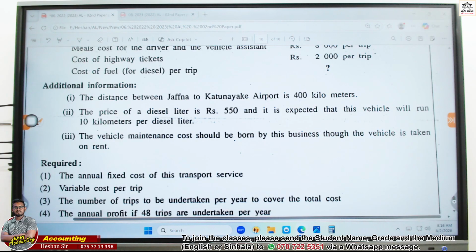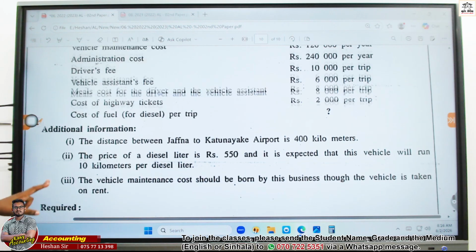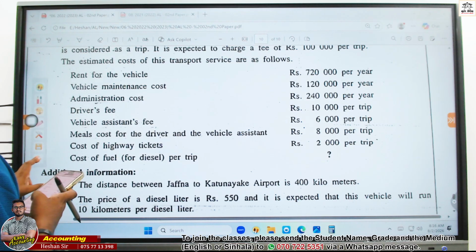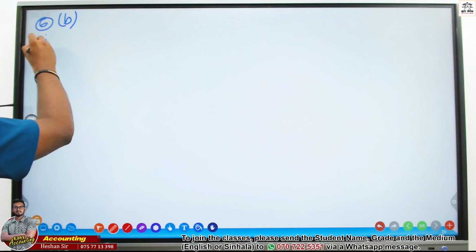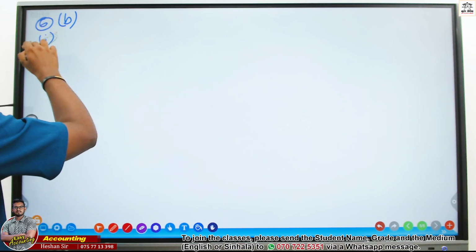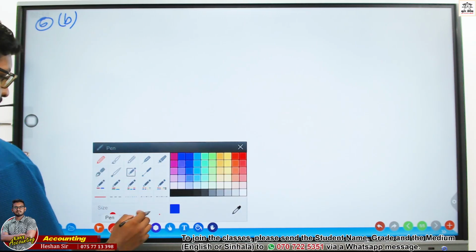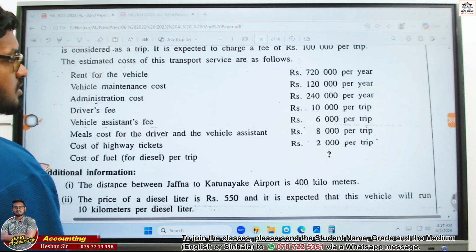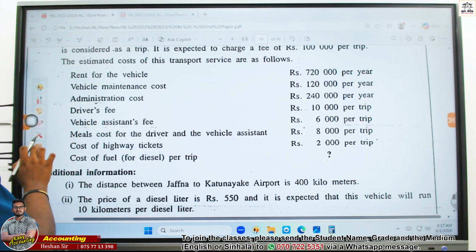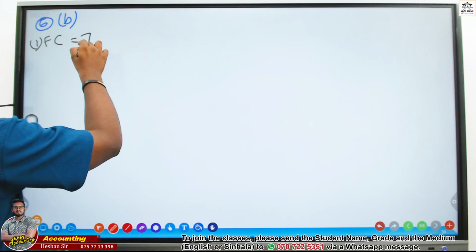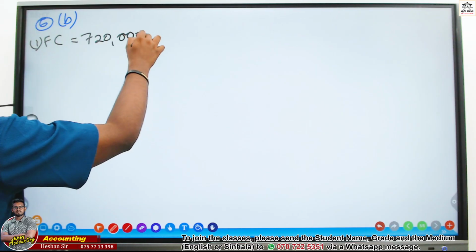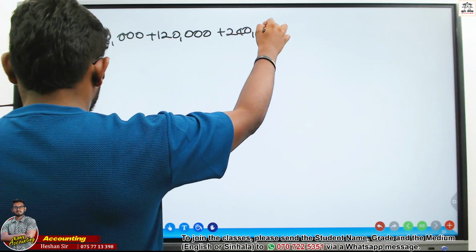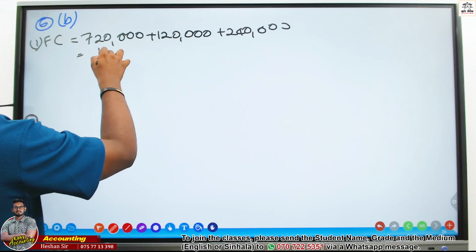First one, annual fixed cost of the transport service. Fixed cost per year, there are three, right? That per year thing. Fixed cost equal, write the breakdown like I wrote earlier. 720, 120, 240, these do not change with the number of passengers. 120, 240. That is 1080.